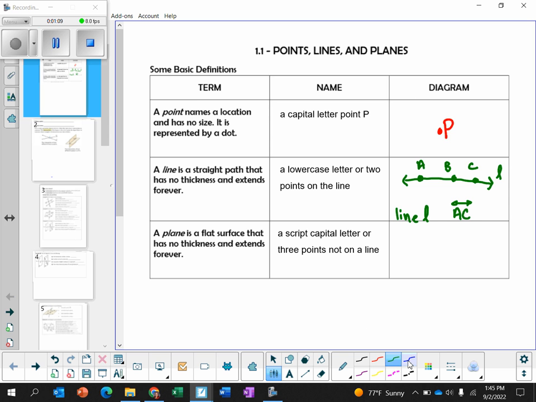A plane is a flat surface that extends forever, has no thickness, again like a line, but now it's two-dimensional. So a plane is usually drawn like a four-sided figure. It could be any sided figure. It doesn't actually end here. It extends forever in every direction. We either use a script capital letter, like they could put a fancy looking R in the corner. We call that plane R. Or any 3 points on that plane. Let's call them E, F, and G. So this could be called plane EFG.